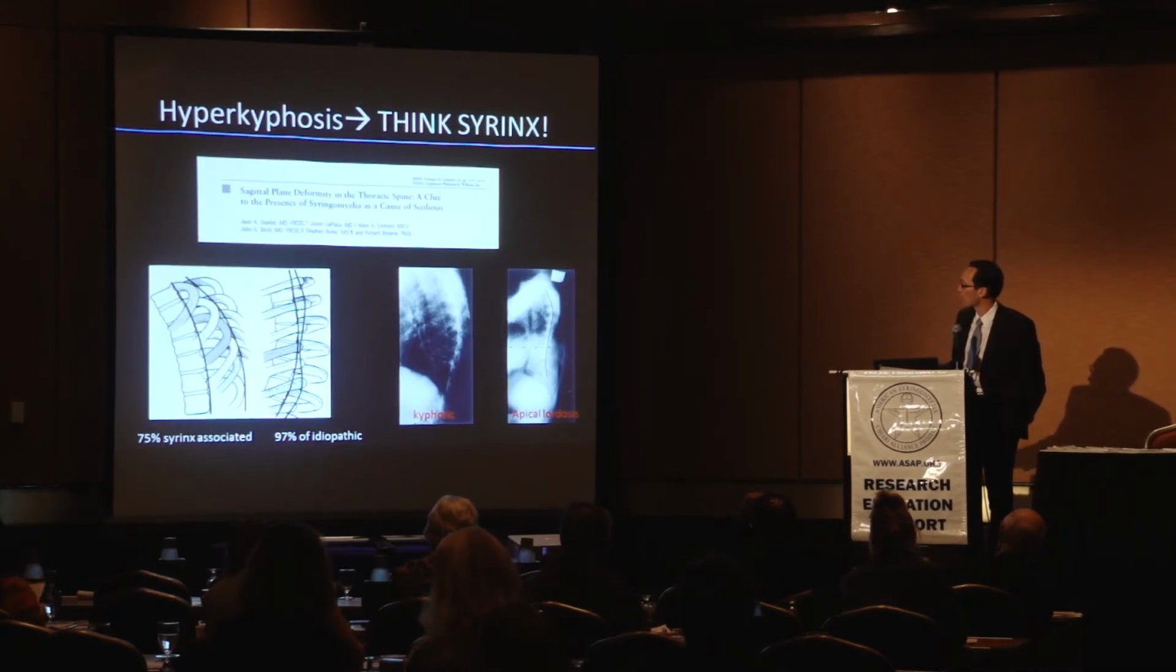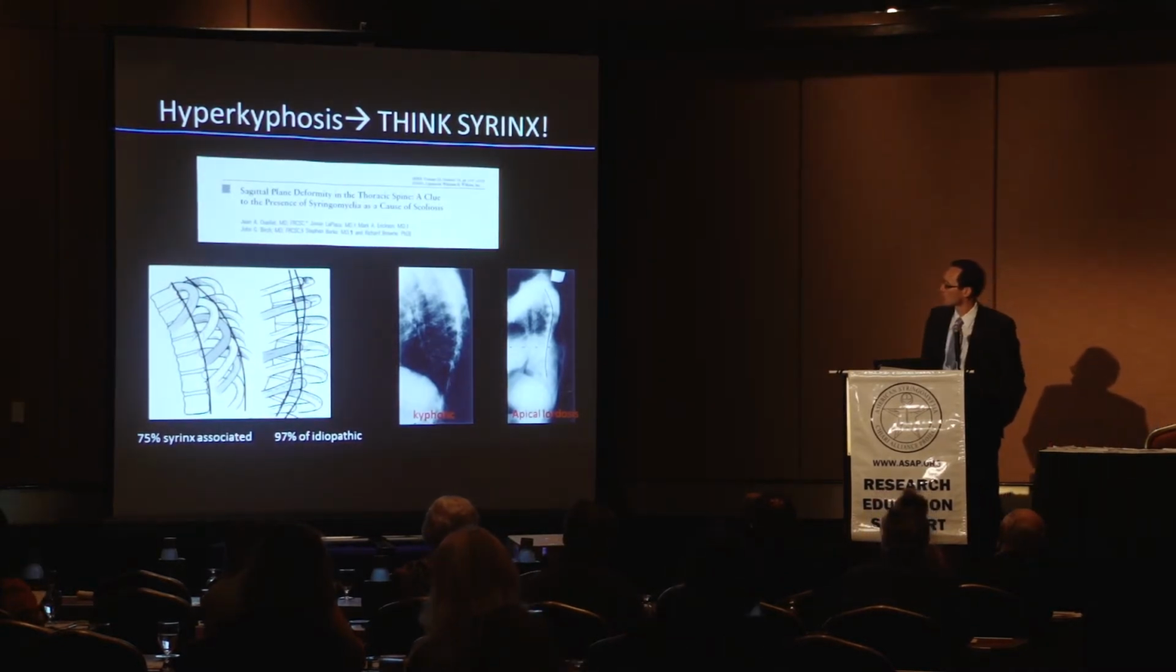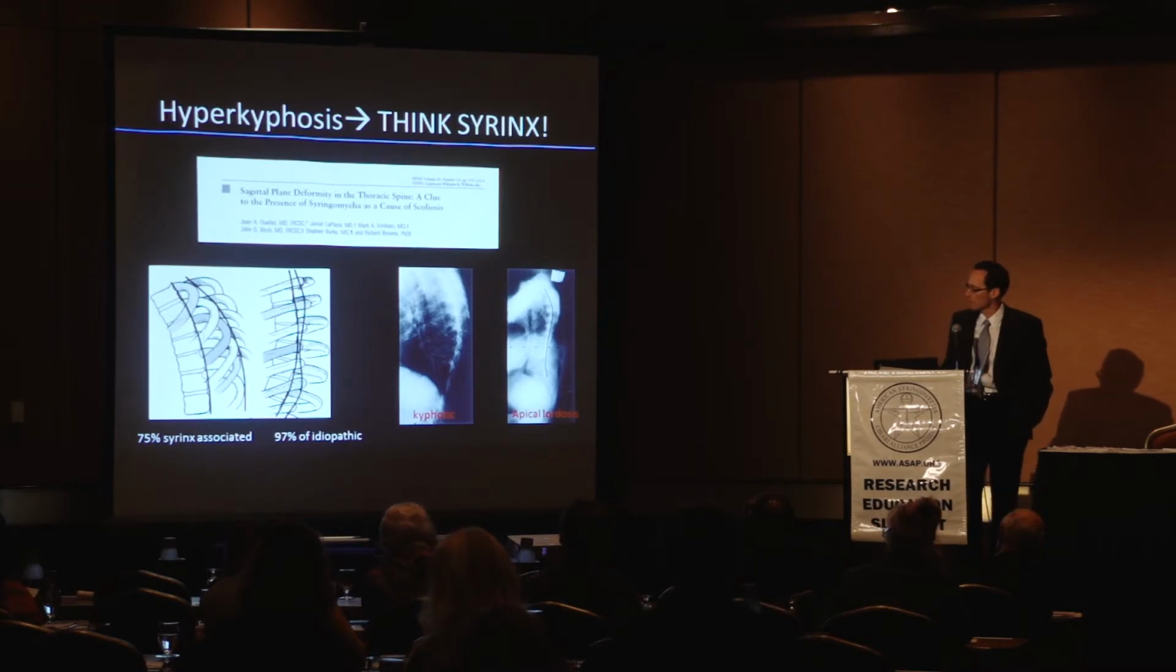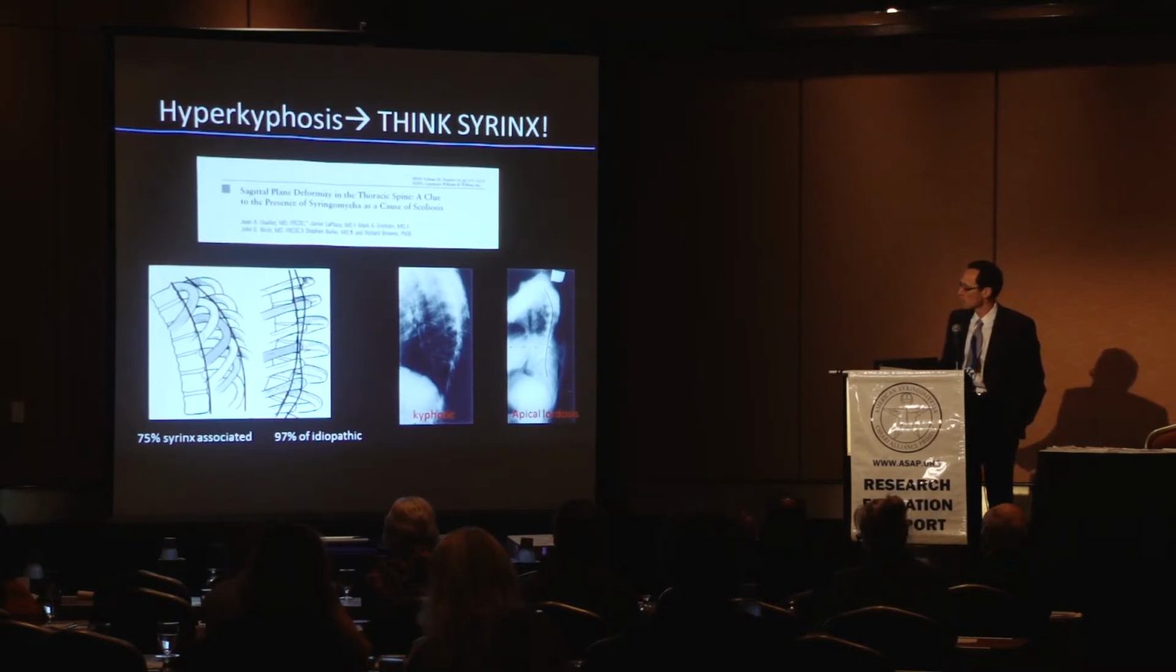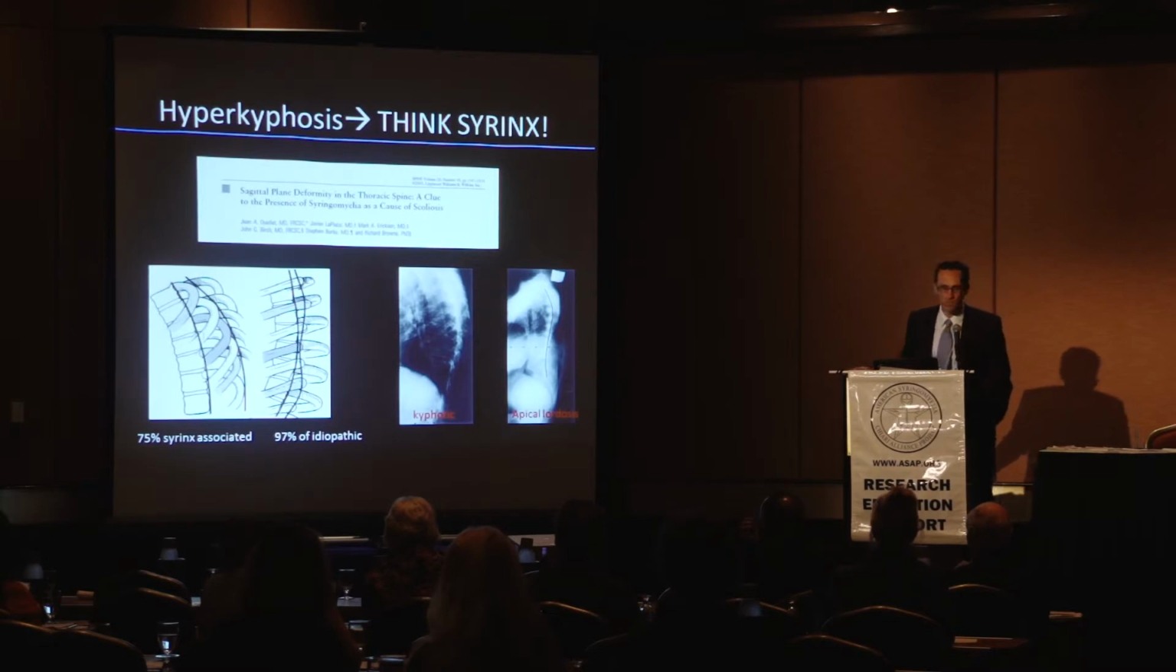So this paper that came out in 2003 looked at the sagittal plane deformities, and what they identified was that in the syrinx-associated scoliosis, 75% of those patients had this appearance on their lateral X-ray, whereas 97% of the patients who had idiopathic scoliosis had that reversal. So if we see this, this is the time we get an MRI.